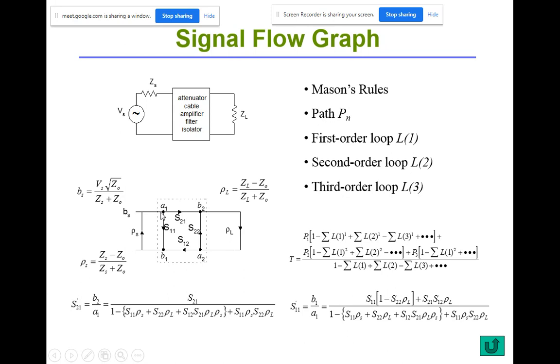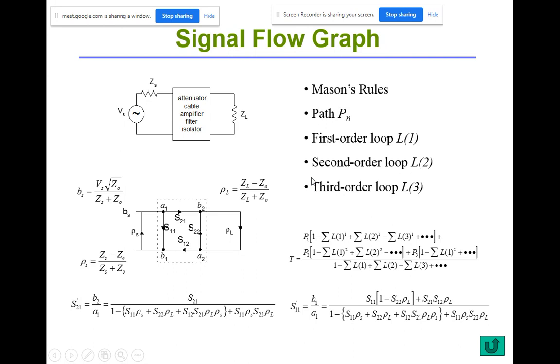If you have another path, then you have from here to the load, come back and then go back to B2. And in this case, the path gain will be S21 times rho L times S12 times rho S. This is the path gain of the various paths.